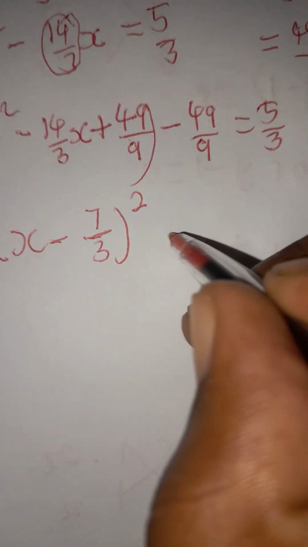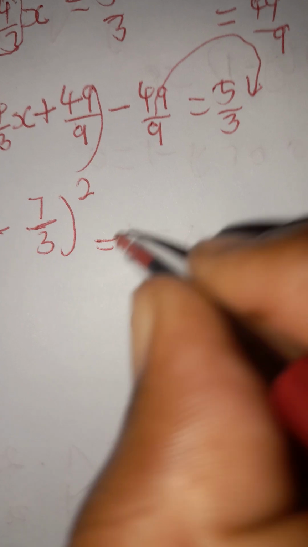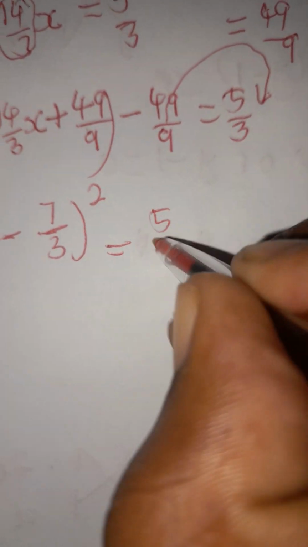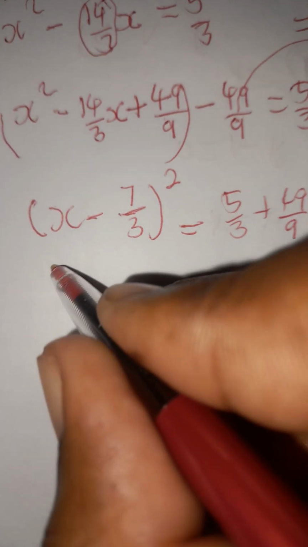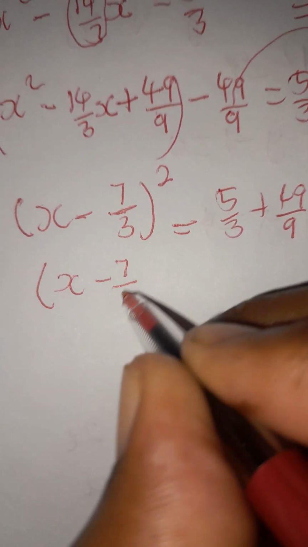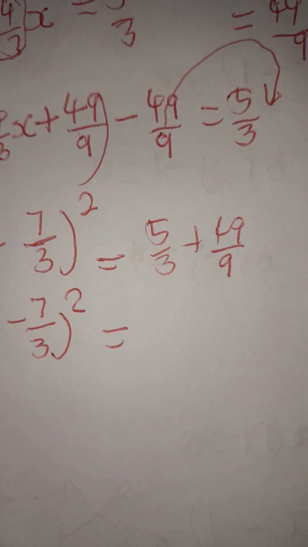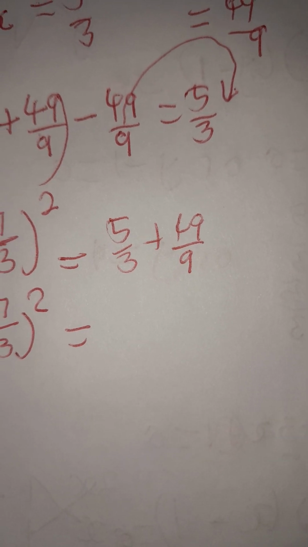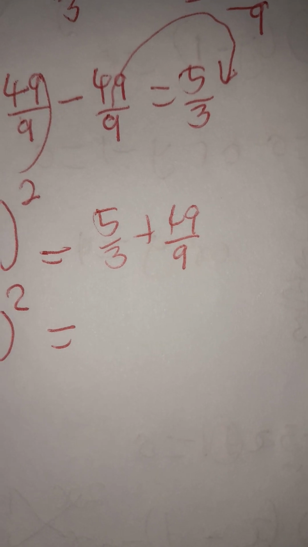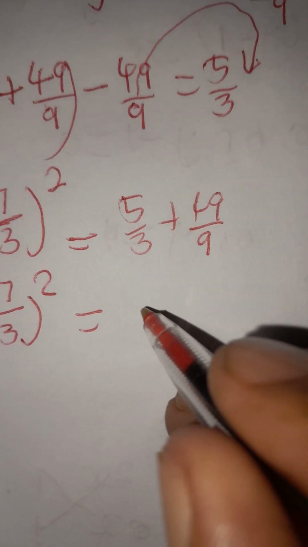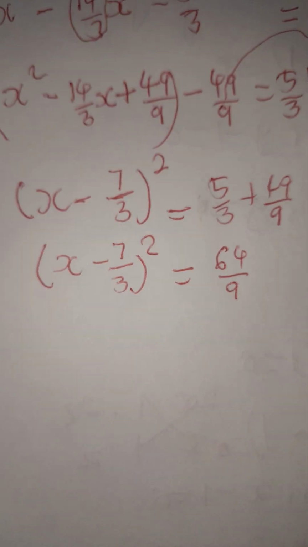You will then square. Transpose negative 49 all over 9. It will be 5 over 3 plus 49 all over 9. So in this case, we are going to have x minus 7 all over 3 squared. Then what is 5 all over 3 plus 49 all over 9? Let's see. That will be 64 all over 9.